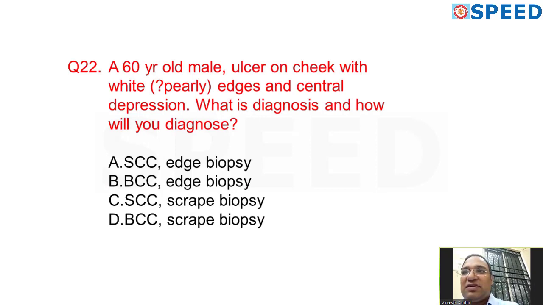A 60-year-old male, ulcer on the cheek with white edges and central depression. What is the diagnosis and how will you diagnose? Pearly black sheen is a type of BCC. The most common type of BCC is nodulo-ulcerative. You know this? And we also discussed peripheral palisading. Types of BCC we discussed. It is also called rodent ulcer. So the right answer will be BCC with edge biopsy.